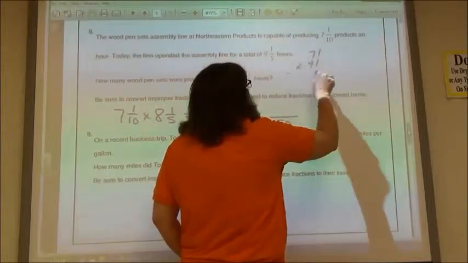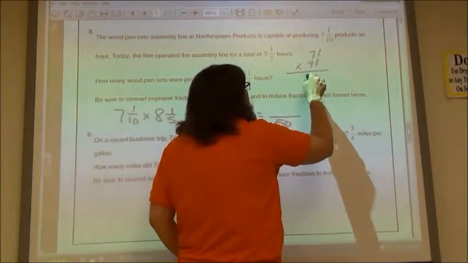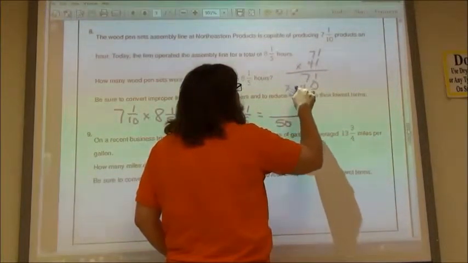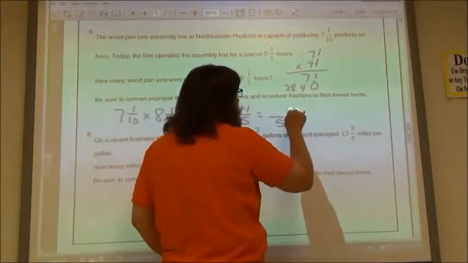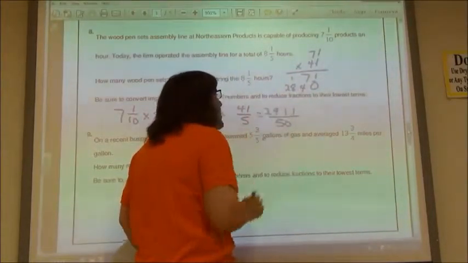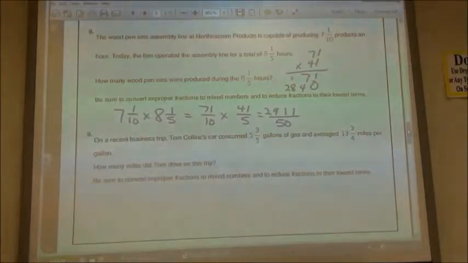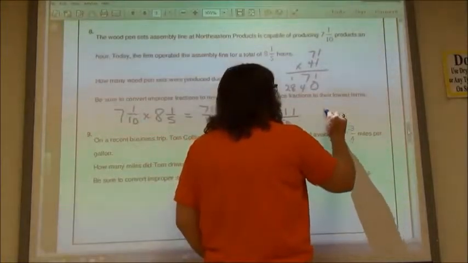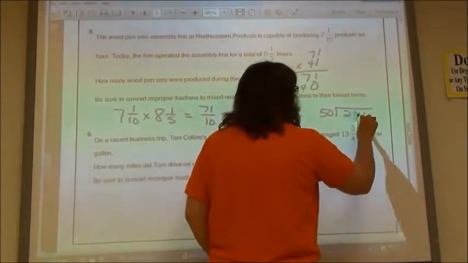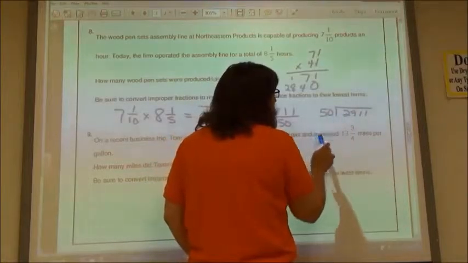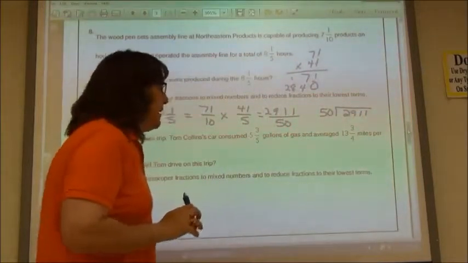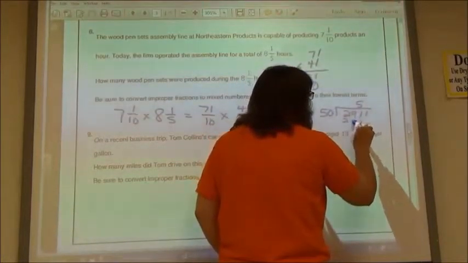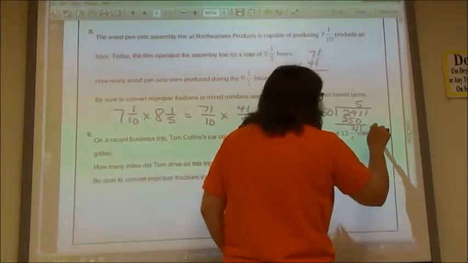71 times 41. So 1 times 1 is 1, 1 times 7 is 7. Going over to the 10 spot, 4 times 1 is 4, 4 times 7 is 28. So I am going to get 1, 1, carry my 1, 9, 2. 2,911 when I multiply that out. And then I want to change my improper fraction to a mixed number, so I'm going to divide 50 into 2,911. 50 doesn't go into 29, so 50 into 29 would be 5 times. 5 times 0 is 0, 5 times 5 is 25. I have a 4 and a 1 and a 1.